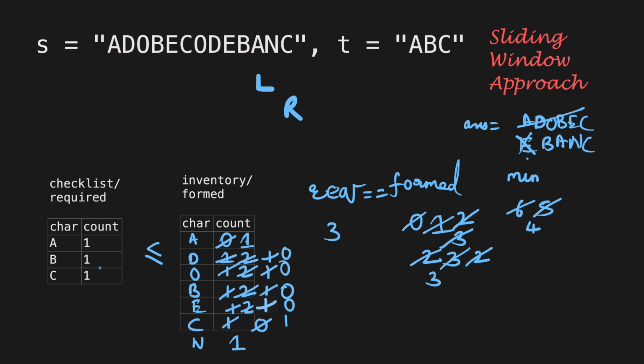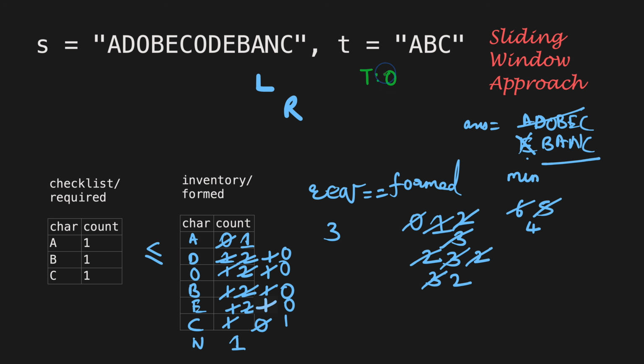And since B was part of the checklist and count of B in inventory is less than count of B in required, the formed count reduces to 2. And now since required is more than formed, this window is invalid. So we can try to expand the window on the right, but the right pointer has now reached the end of the string. So we can't expand any further. And the algorithm terminates with the answer B, A and C.